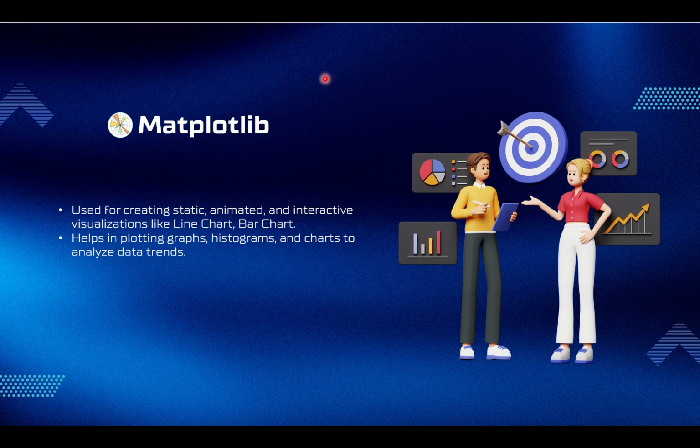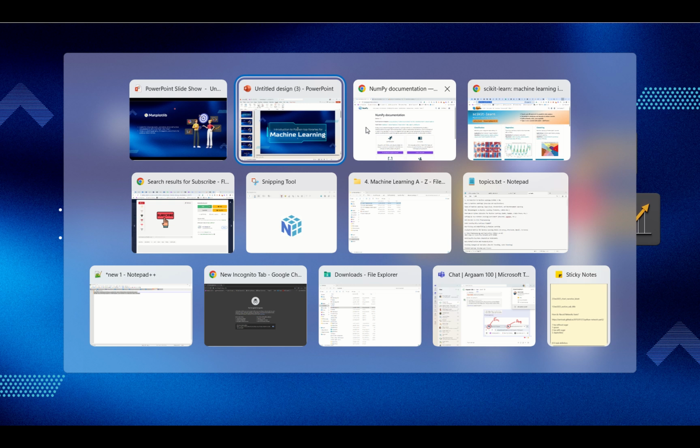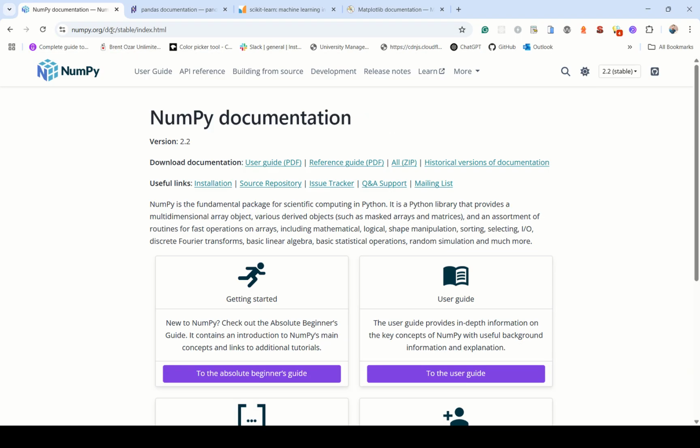Now we will also use this library for different kinds of data visualization in this course. It is used for creating static, animated, and interactive visualizations like line charts, bar charts, pie charts, and other types of charts. It helps in plotting graphs, histograms, and charts to analyze the data trends in the easiest way. Now let me also show you the libraries' online documentation so that you have a little idea about them.